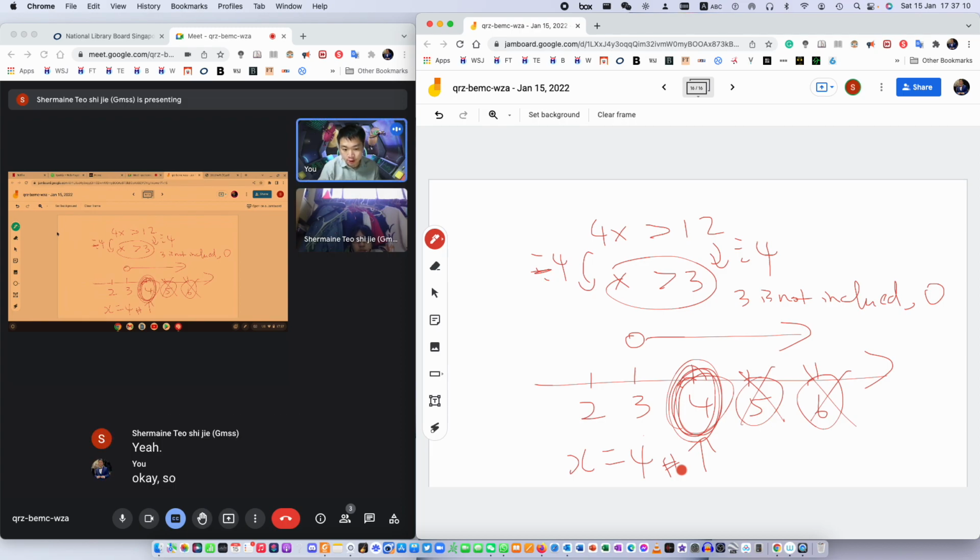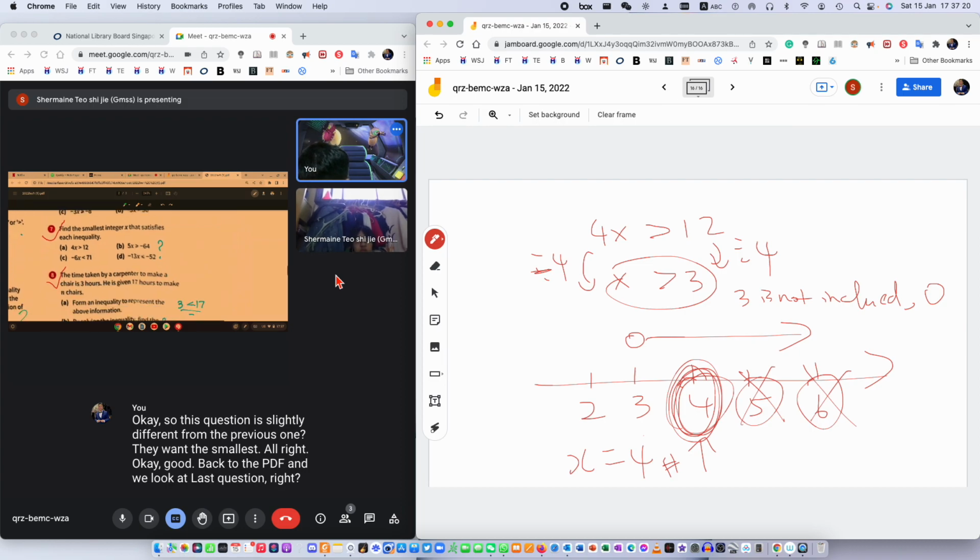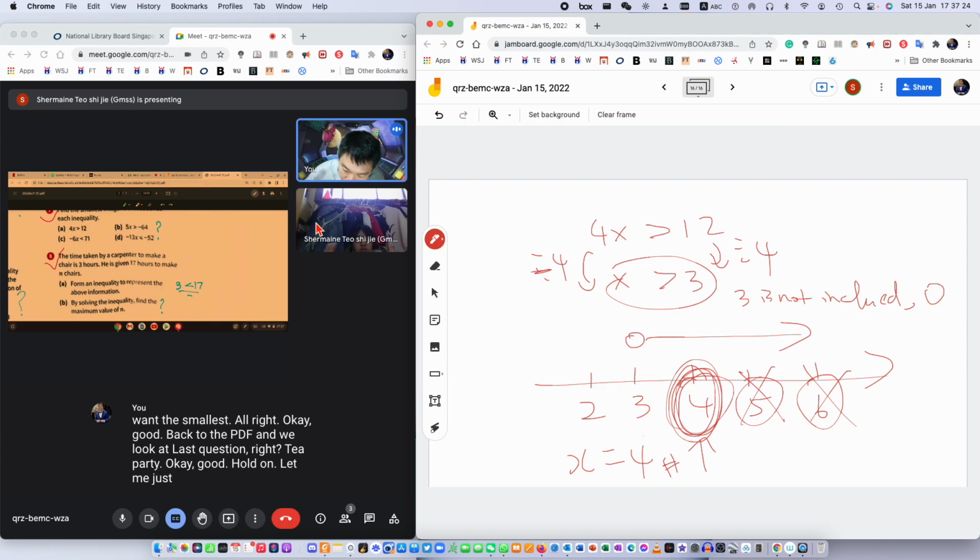So this question is slightly different from the previous one. They want the smallest. Alright? Okay, good. Back to the PDF and we look at the last question, right? Question 8. Okay, good. Hold on. Let me just get it.